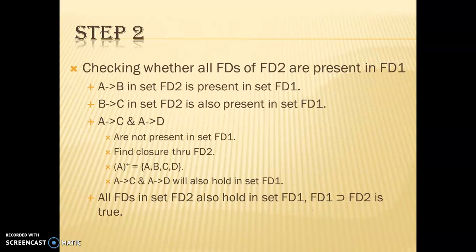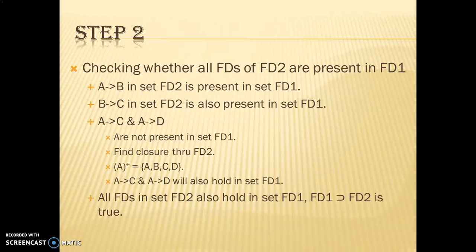In the second step, we need to check whether FD1 is a superset of FD2. We have common functional dependencies A determines B and B determines C. But in FD2, we have A determines C and A determines D. These two functional dependencies are not available in FD1. Now, we need to find the closure for A through FD1.